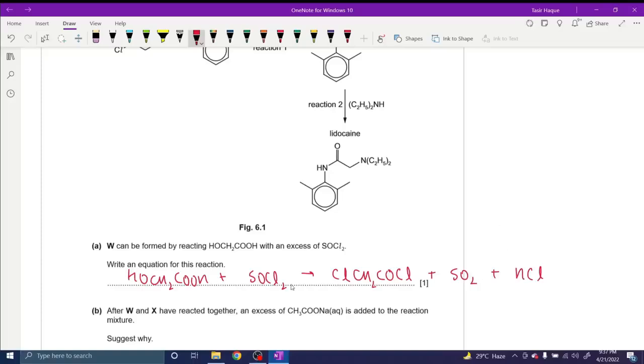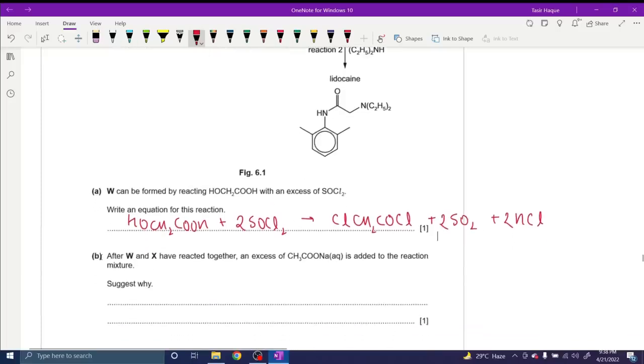Now to balance this, we need 2 chlorine atoms, which we already have. But think about it, there's another chlorine atom here. So how are we going to balance this? Mainly we need more Cl. How can we do this? By multiplying a 2 here and a 2 here. Now chlorine is balanced. We have 4 on the left hand side and 4 on the right. To balance sulfur dioxide, we need another 2 here.